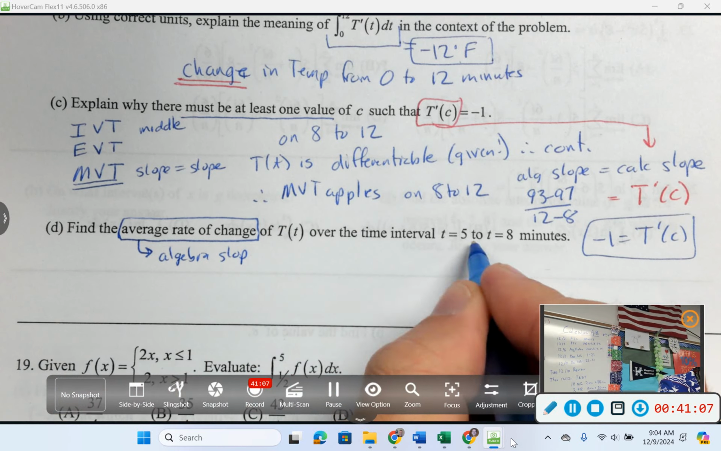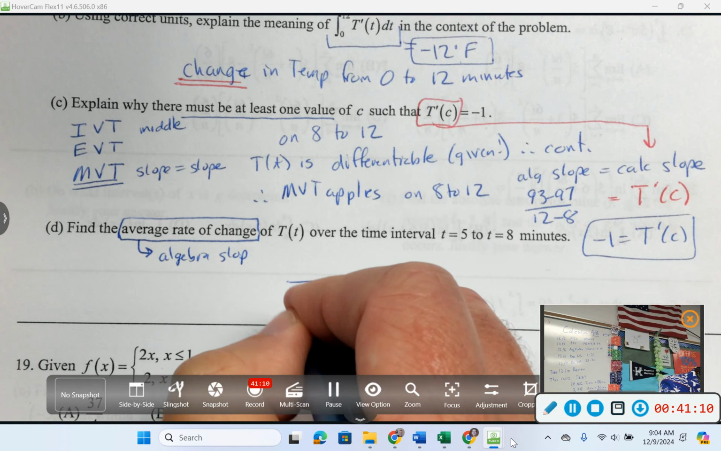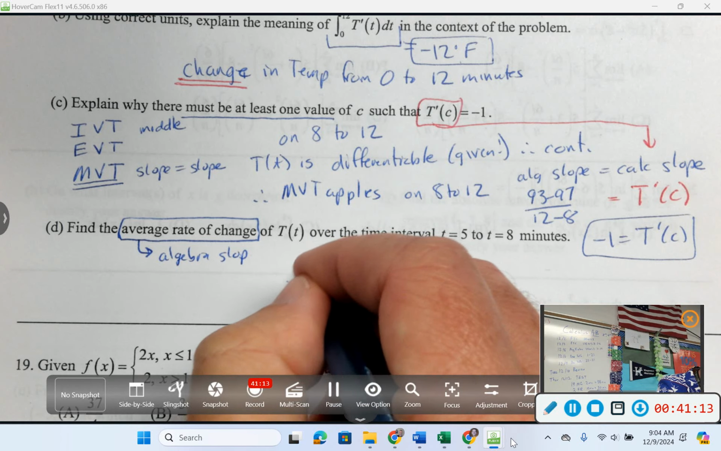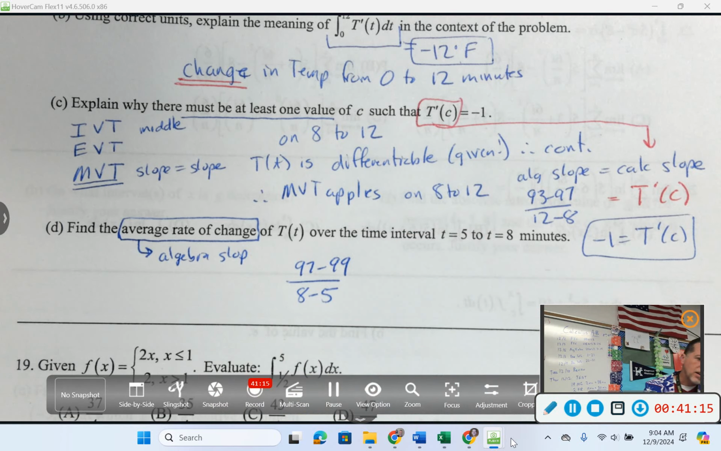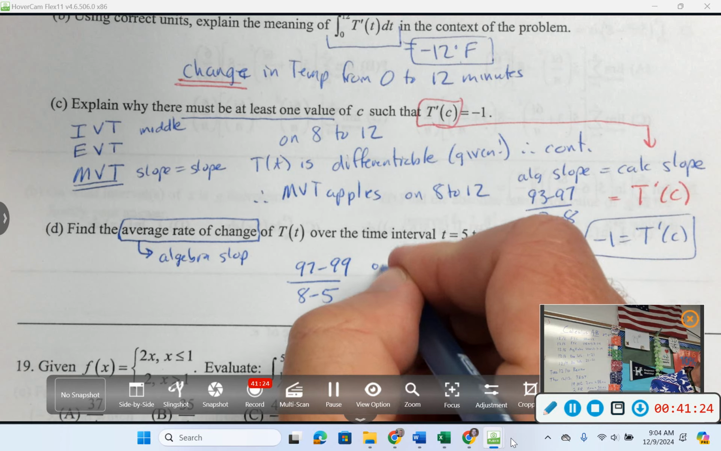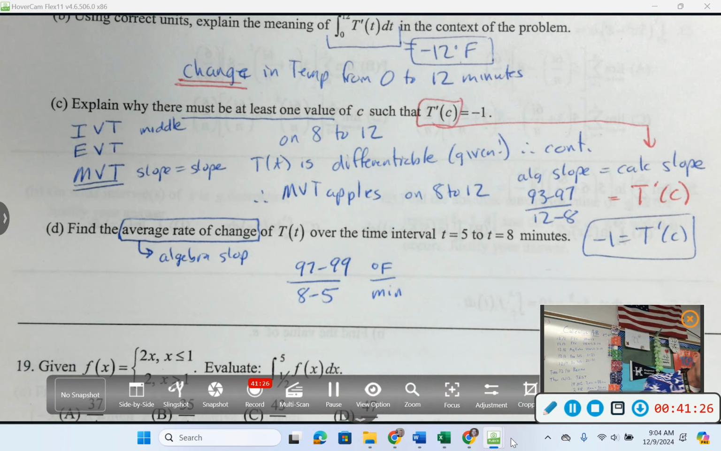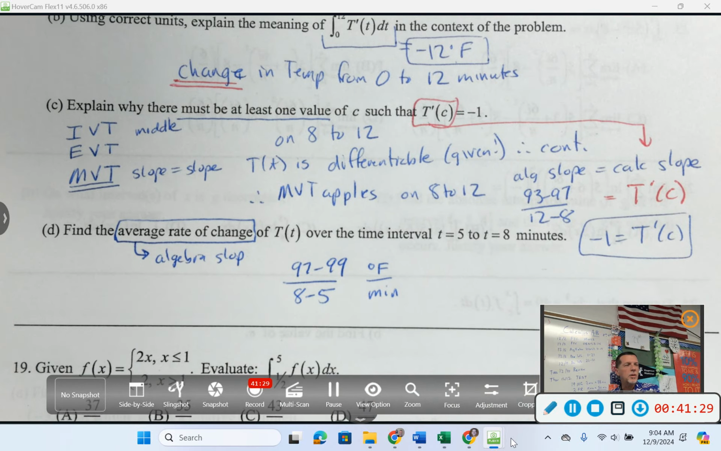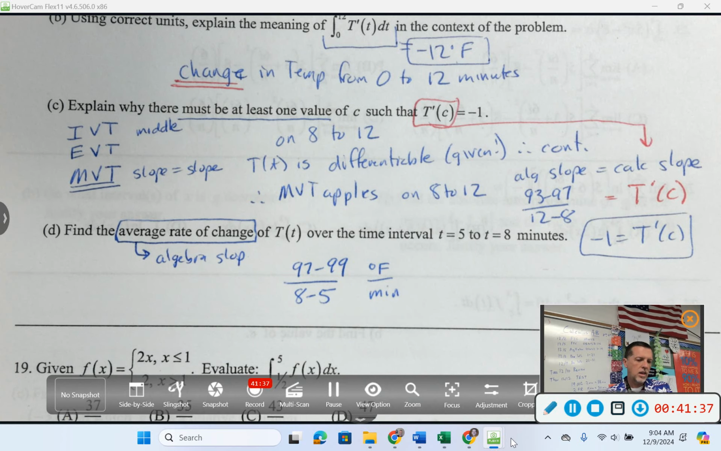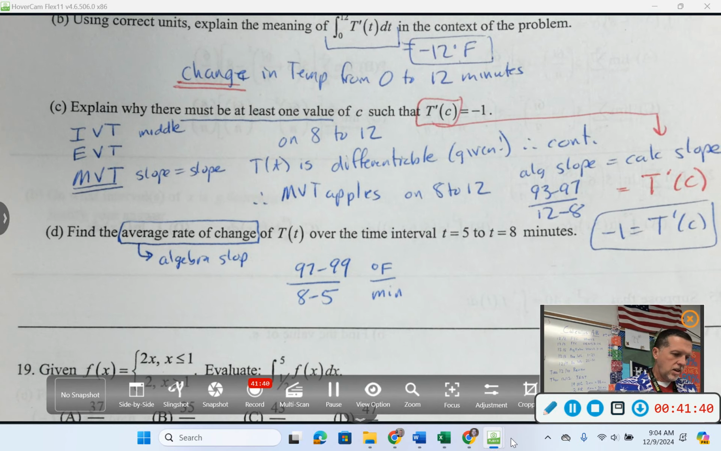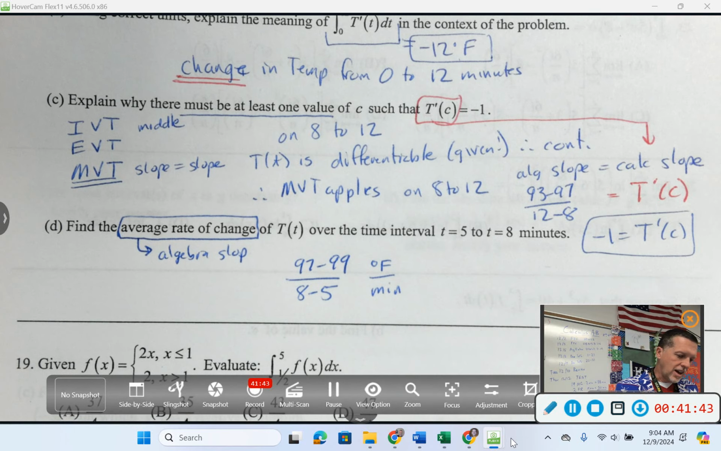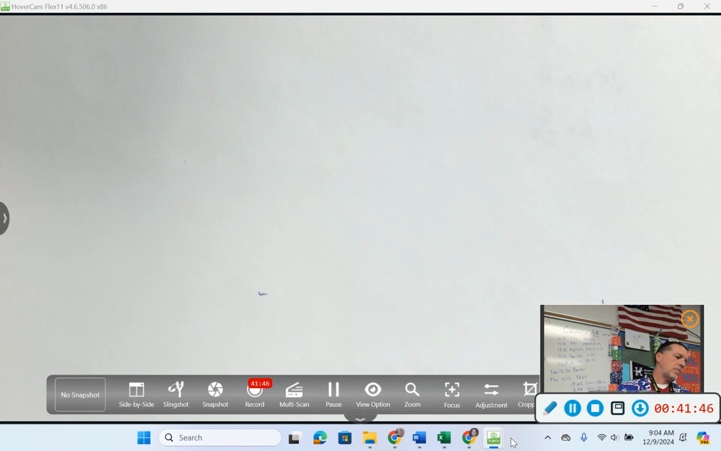So the algebra slope from 5 to 8. So 97 minus 99 over 8 minus 5. That's a safe stop. It didn't even ask for units. But degrees per minute. It changes 2 degrees in 3 minutes. Or goes down 2 degrees in 3 minutes. All right, that's a lot. We'll stop there.